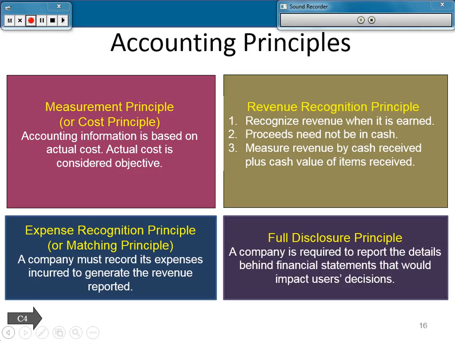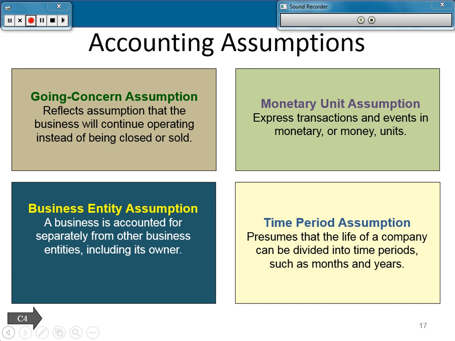And for your project for this class at the end of the semester, you'll be able to look at an annual report and you'll see the areas of disclosure. Here are some other ones.